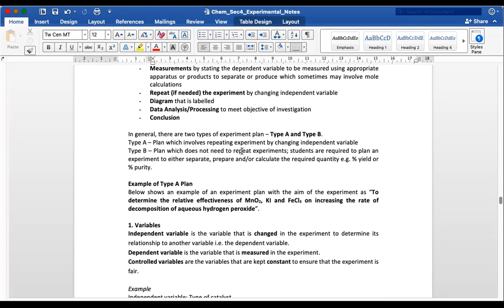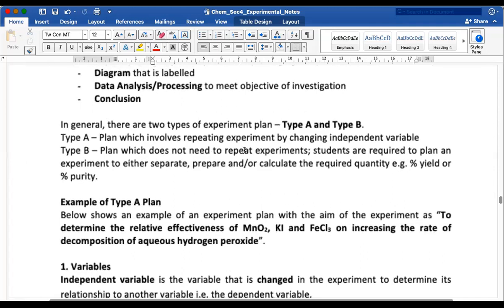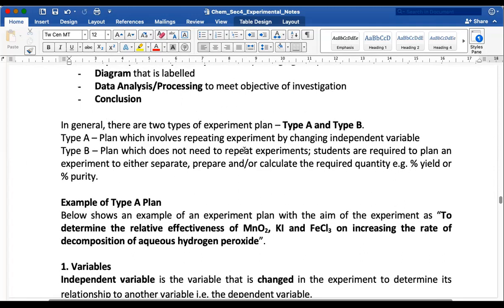So what I did was I actually classified into 2 types, type A and type B. This is something new. You have never seen this before. It's something I came up with myself after I did a few rounds of teaching over the years. So type A will be a plan that involves repeating experiment by changing the independent variable. For example, speed of reaction, where you need to change variables like temperature, concentration, or type of catalyst. That is type A, because you need to change the independent variable and repeat it.